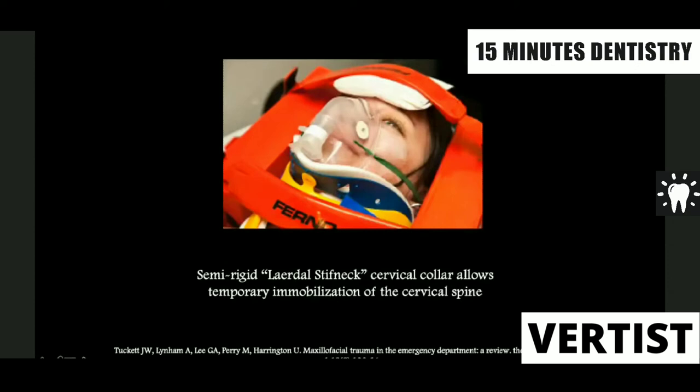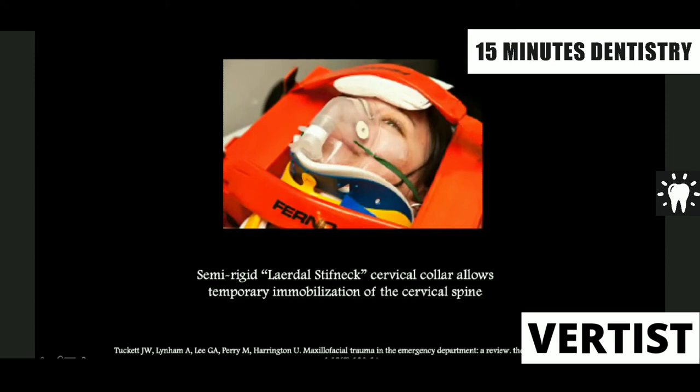There could be a chance, unless proven otherwise, that the patient is having a cervical fracture. So, in such a case, we need to stabilize the neck, and now, in India, unfortunately, we are yet to improve our standards to the advanced country standards. So normally if an ambulance comes, the patient is just shifted. Now these ambulances in advanced countries would have something called the Laerdal Stifneck, which is a semi-rigid cervical collar, and this allows for temporary immobilization of the cervical spine.